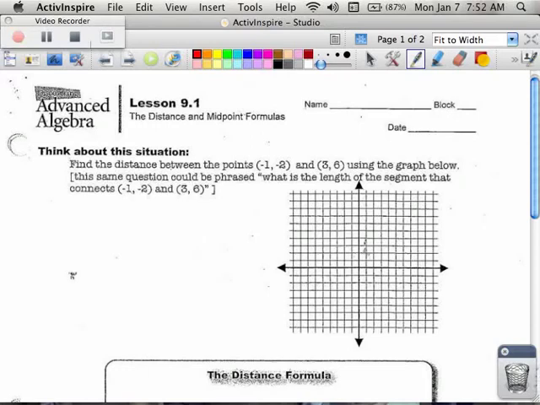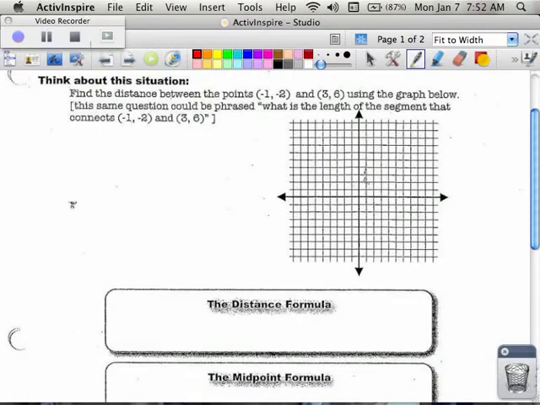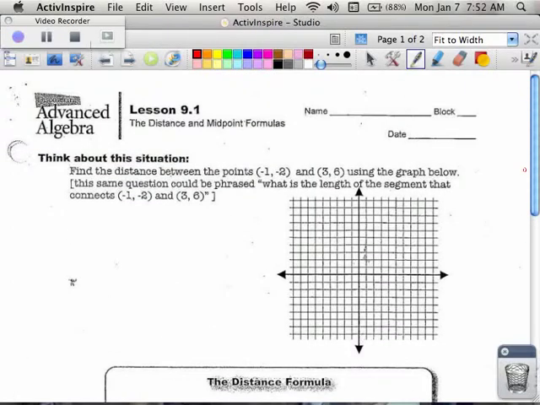Okay, in 9.1, first thing we're going to talk about is the distance formula. In the distance formula, we have a situation where there are generally 2 points that we want to find the length in between. Sometimes they use the word distance, sometimes they use the word length. And we're going to start out by looking at the length between these 2 points.